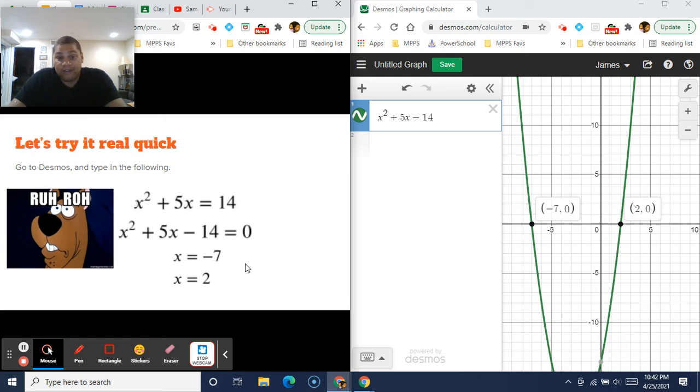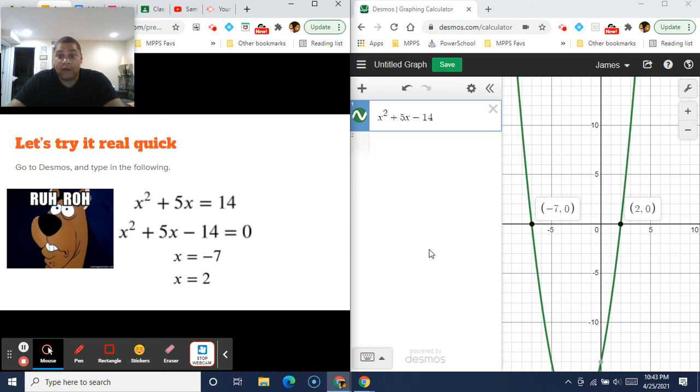And understand that's what we're finding out, right? If we plug negative 7 into this original equation, we get 49 plus negative 35, which comes out to 14. You can check my math. I dare you. Same thing happens if I plug in 2. 2 is a little easier to check. 2 squared is 4, plus 5 times 2 is 10. 4 plus 10 is 14, right? You can always check your answers on these just by plugging them in.